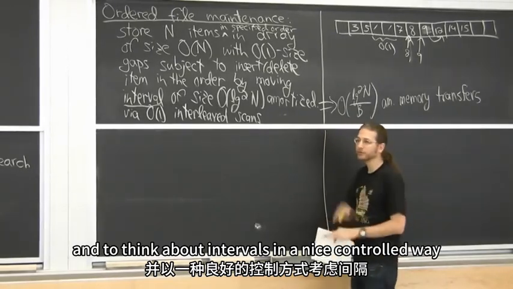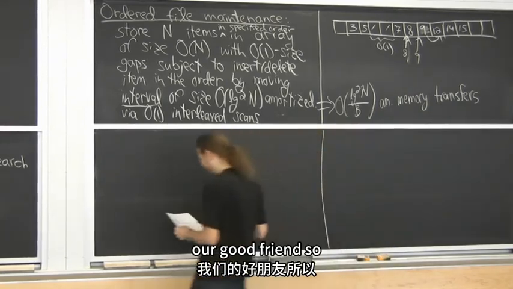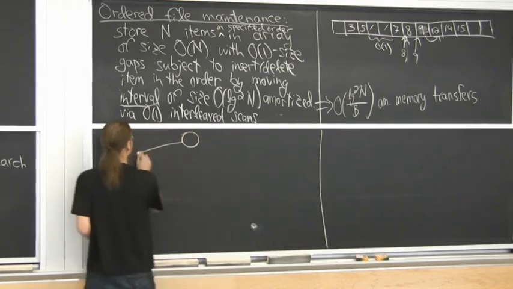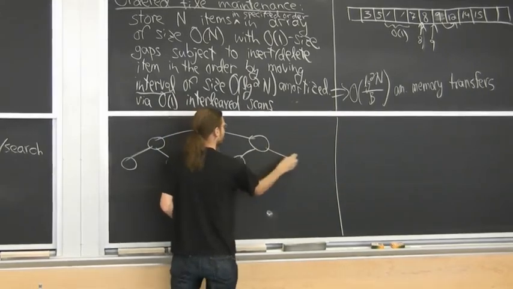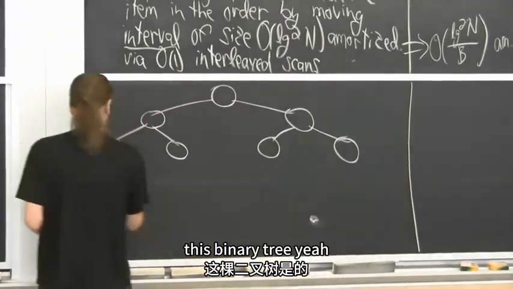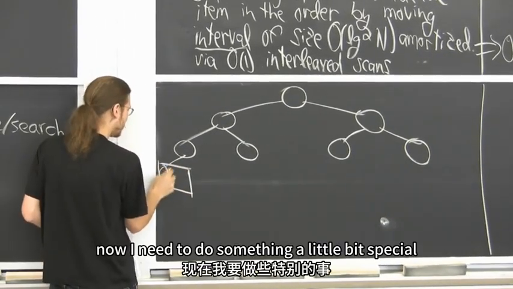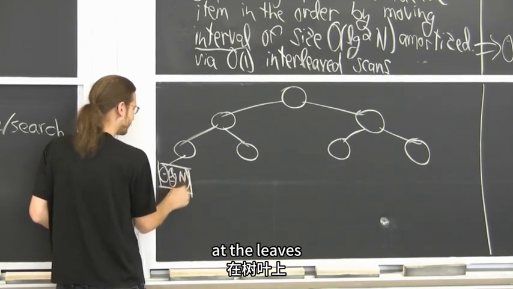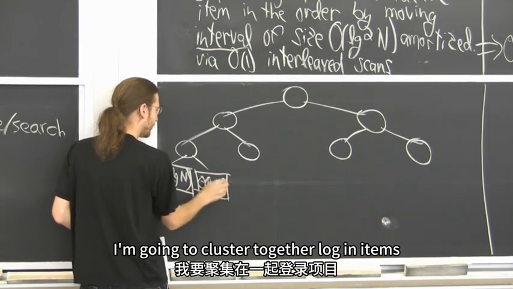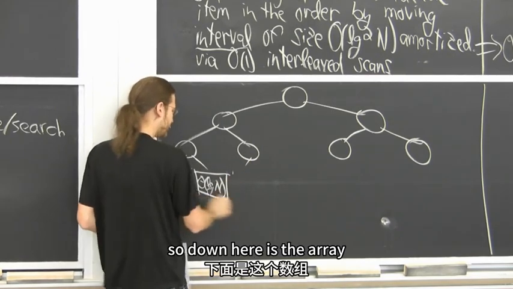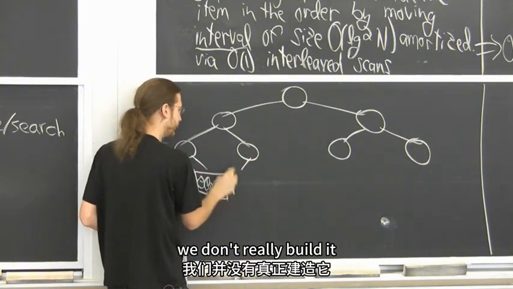And to think about intervals in a nice controlled way, we're going to build a binary tree, our good friend. So let me just draw this binary tree. Now, I need to do something a little bit special at the leaves. I'm going to cluster together log n items. So down here is the array, and all of this stuff up here is conceptual. We don't really build it.